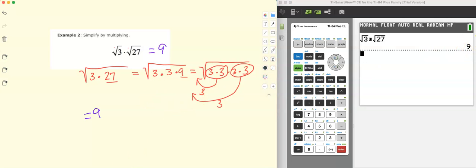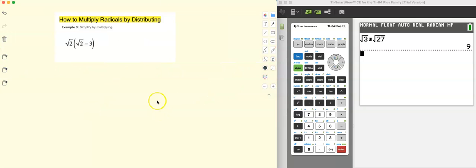All right, let's keep it moving. Let's look at some more examples here. All right, so now it says how to multiply radicals by distributing. So there we go, that distributing thing that we've kind of done before. So how do I distribute? That means that I have, inside parentheses, I'm trying to multiply the square root of 2 by everything in there.